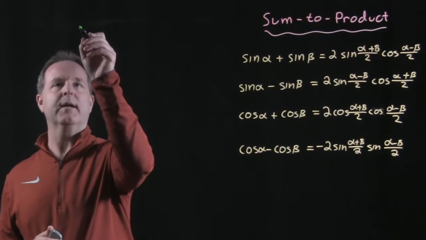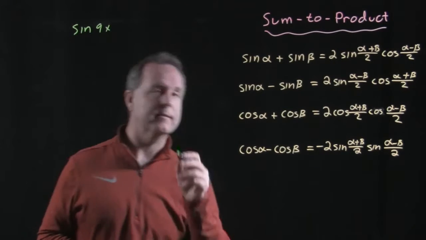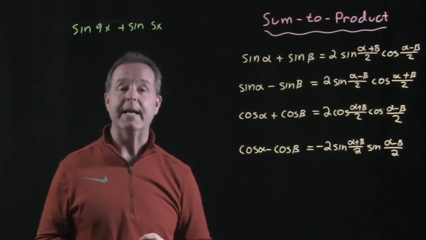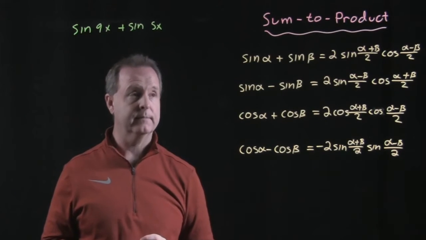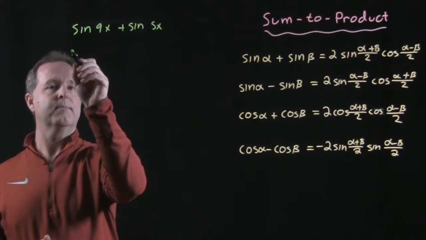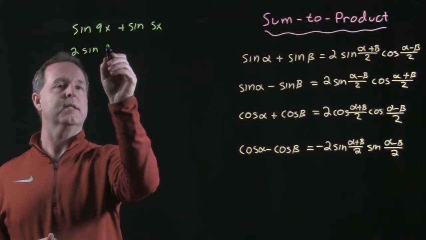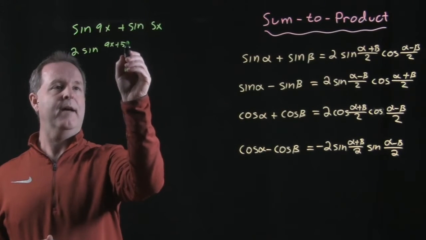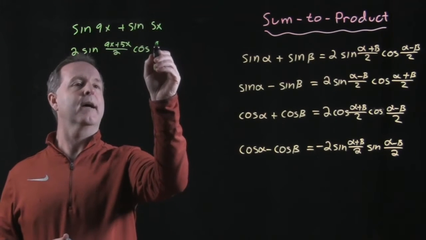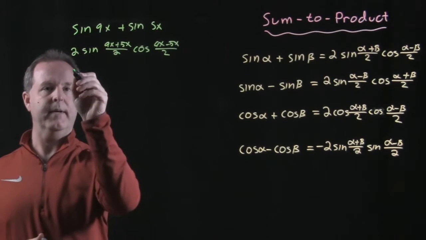Let's look at an example where I have the sine of 9x plus the sine of 5x. How can we take that sum and convert it into a product? I look for an appropriate sum to product formula. It's the top one. Then this becomes 2 sine of (alpha plus beta), which is 9x plus 5x, all over 2, times the cosine of 9x minus 5x, all over 2.